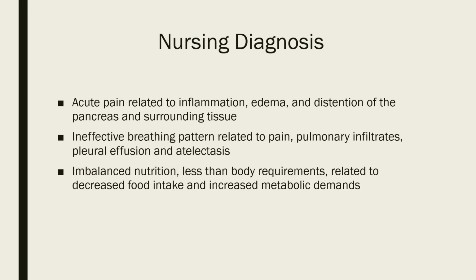So some nursing diagnoses for this population: acute pain related to inflammation, edema, and distension of the pancreas and then surrounding tissue, ineffective breathing pattern related to pain, pulmonary infiltrates, pleural effusions, and then atelectasis, imbalanced nutrition, less than body requirements related to decreased intake and increased metabolic demands.